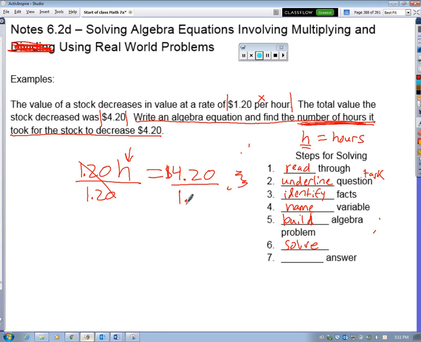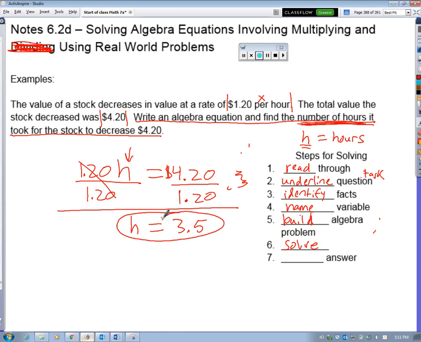There we go, $1.20. Divide that out. Draw your line down here. Bring down your H. Bring down your equal sign. Do the division on that, and you're going to end up with 3.5. Alright? 3.5 hours is how long it took that stock to fall.